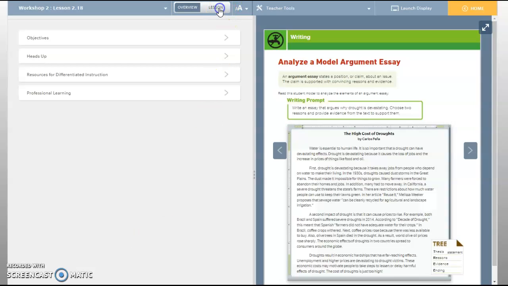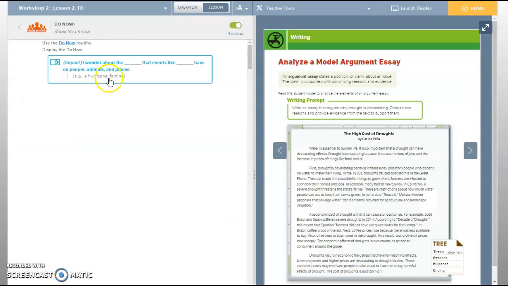Okay, so for today, the do now is the word impact. I wonder about the impact that events like blank have on people, animals, and places. They use the words hurricane or famine. So that's what your do now will be. Impact has been one of our vocab words. It's something that affects. An impact is how something is affected by a certain event.